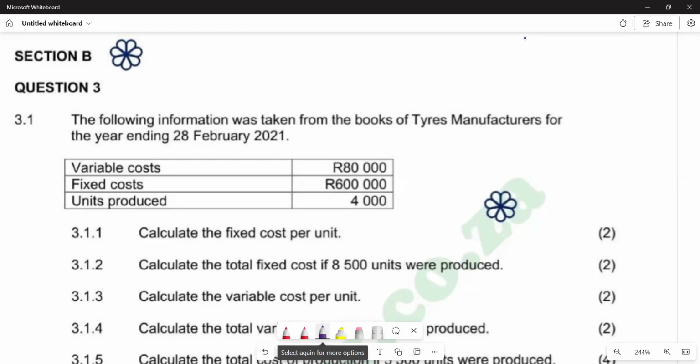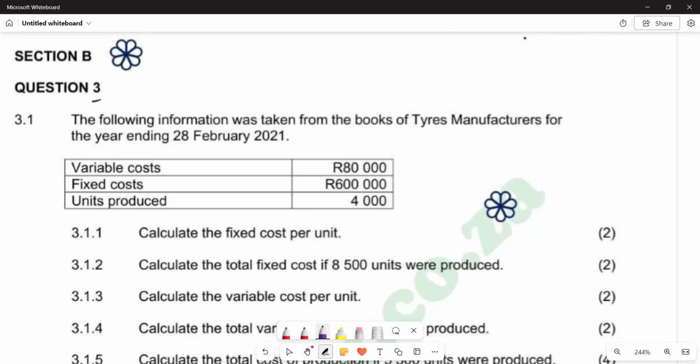In this video, we want to look at a question from the question paper of June 2024. This is question 3 on that question paper, and we are going to calculate various costs. If you go to 3.1, it reads: the following information was taken from the books of Tires Manufacturers for the year ending 28 February 2021.